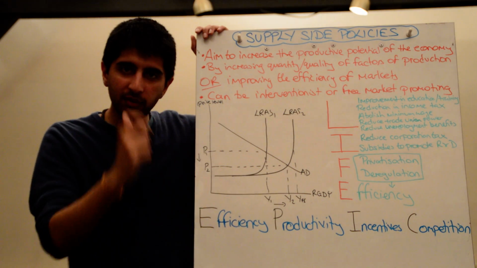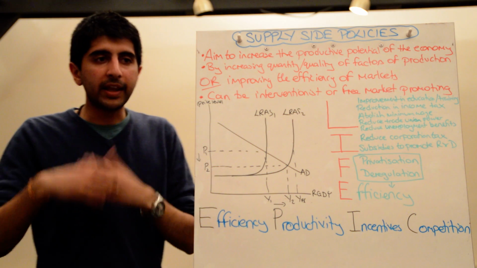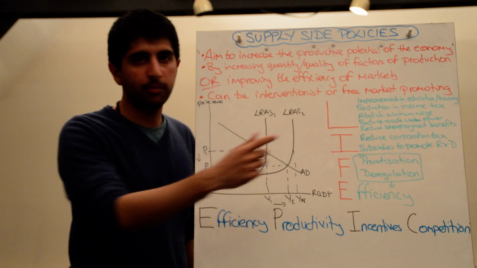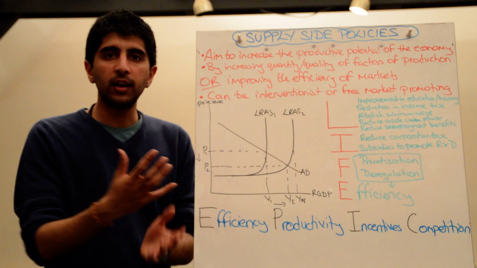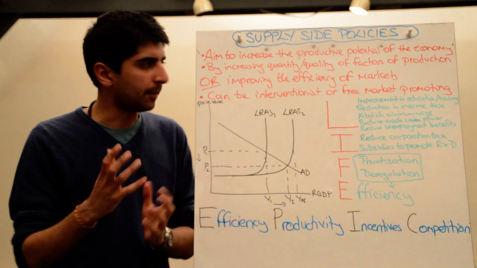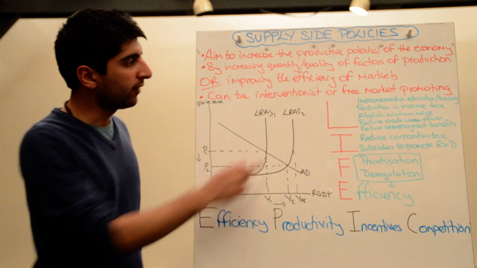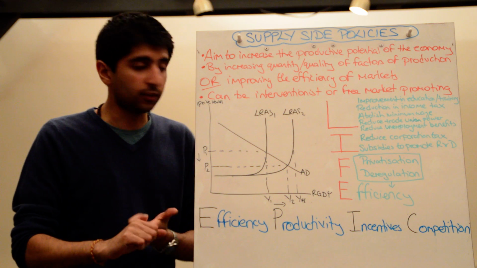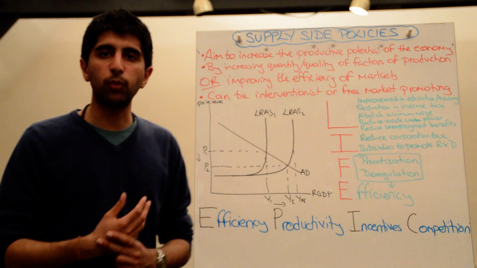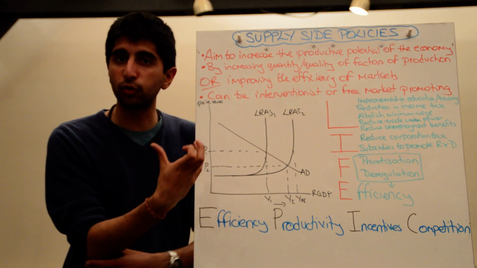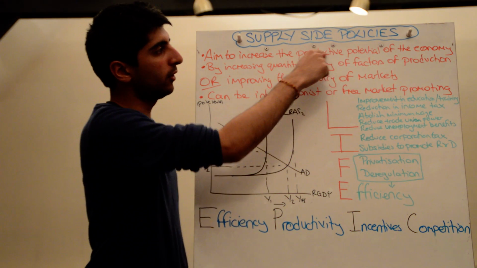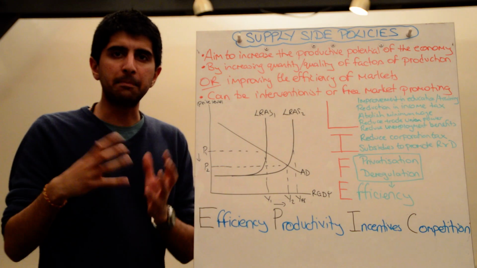Supply-side policies can be interventionist. They can actually promote the role of government in the economy, or they can be free market promoting. They can promote less government in the economy and markets to work more freely. If they're interventionist, they tend to start with either government spending or reduced taxation. So there can be dual effects as well. There can be an effect on aggregate demand in the short term as well.